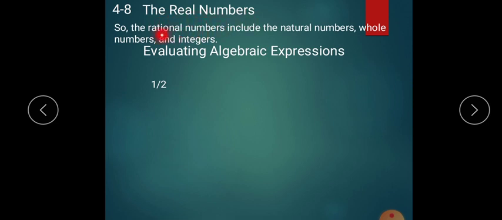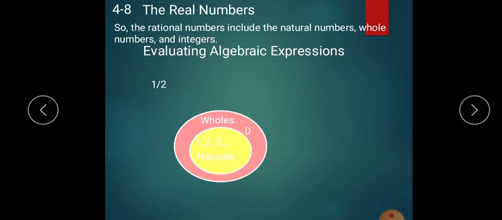So in the real numbers, rational numbers include the natural numbers, whole numbers and integers. Now let us take some rational number, 1 by 2. If you divide 1 by 2, you will get 0.5. So after 0.5 there is nothing and it ends. So it is terminating. Let us see the whole classification.